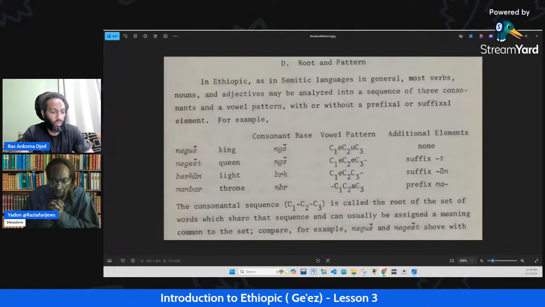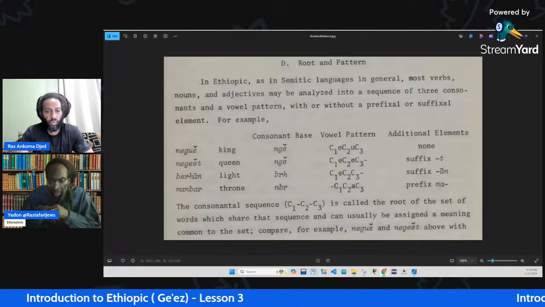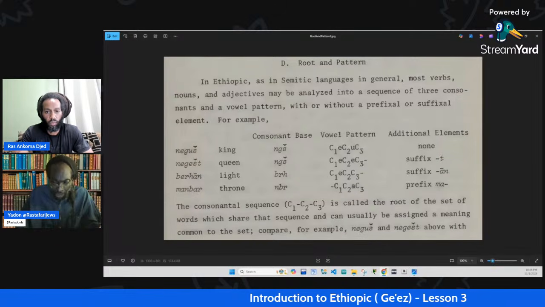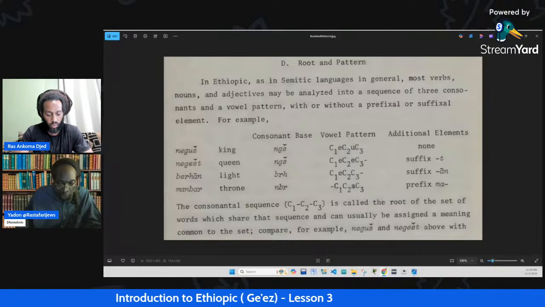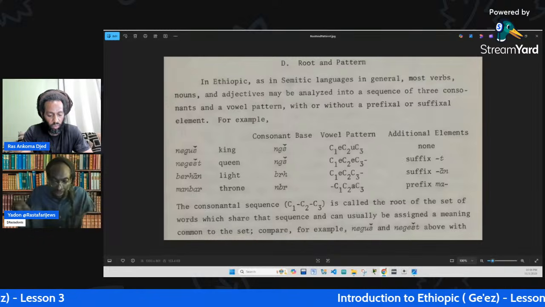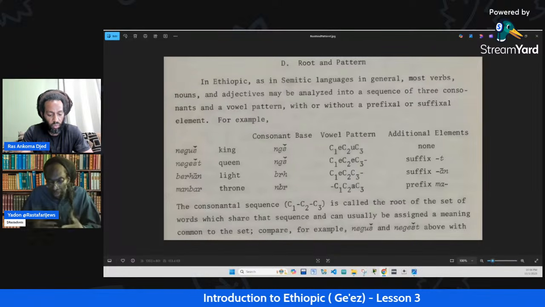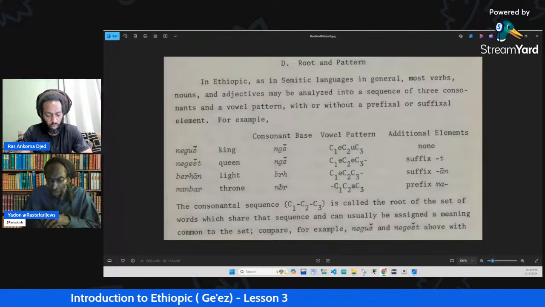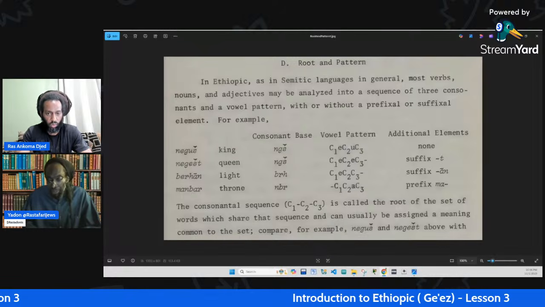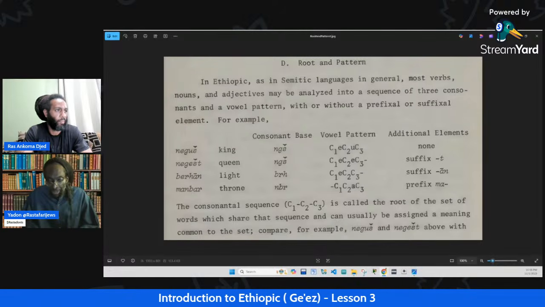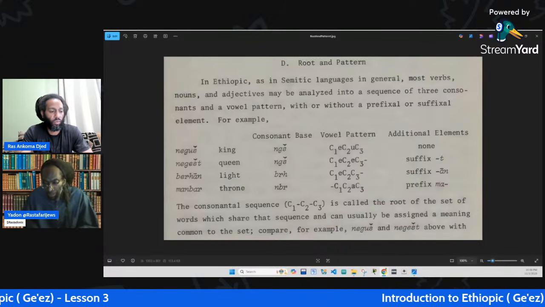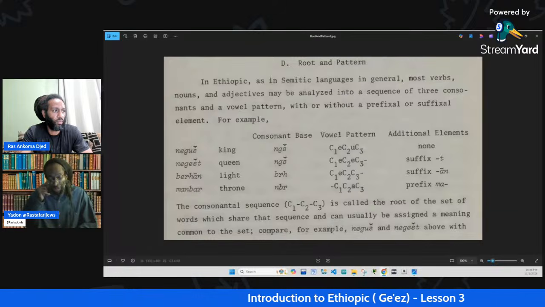Now, just a couple of points here. Ethiopic is what the academics call the language. More correctly or more fully, from the Ethiopian perspective, it would be called Ge'ez. So in Ge'ez or Ethiopic, as in Semitic languages in general, most verbs, nouns, and adjectives may be analyzed into a sequence of three consonants and a vowel pattern, with or without a prefixal or suffixal element.